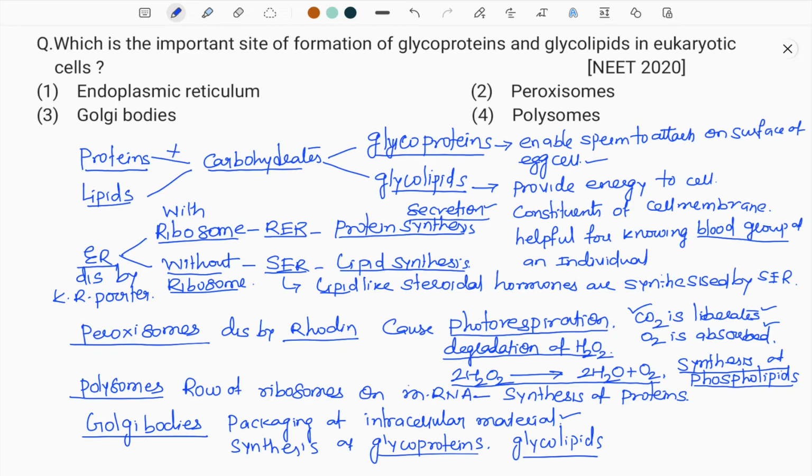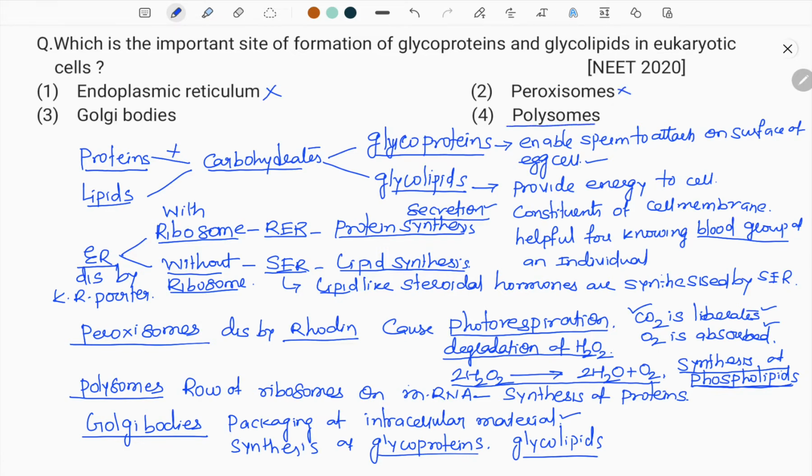So if you see the question here, which is the important site for formation of glycoproteins and glycolipids in a eukaryotic cell? Endoplasmic reticulum will synthesize lipids and proteins, but not glycoproteins and glycolipids. That is the most important point. So it is not the answer. Then peroxisomes. Peroxisomes synthesize phospholipids but not glycolipids. Peroxisomes are responsible for the breakdown of hydrogen peroxide and for the C2 cycle or photorespiration. So this is also not the answer.